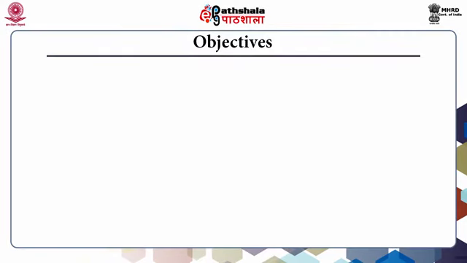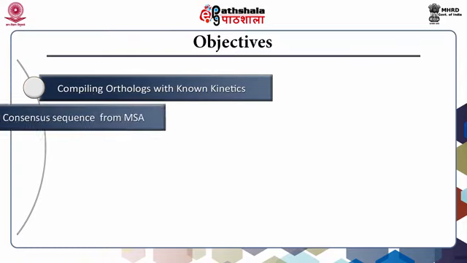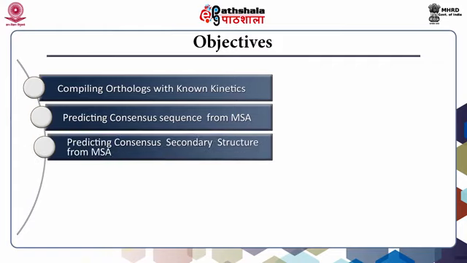Therefore, the learning objectives for understanding evolution of enzymes include compiling a set of orthologous enzymes with known kinetic values such as Km and Kcat. Then we need to predict the consensus sequence of the enzyme family which determines the kinetic parameters of the enzyme. We will also predict the consensus secondary structure which is mapped onto the predicted consensus sequence for correct folding of the enzyme.